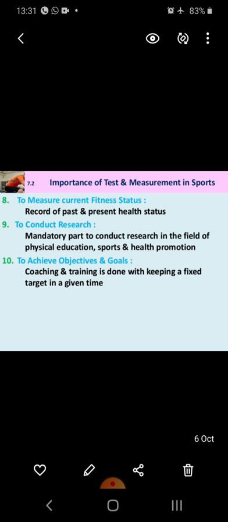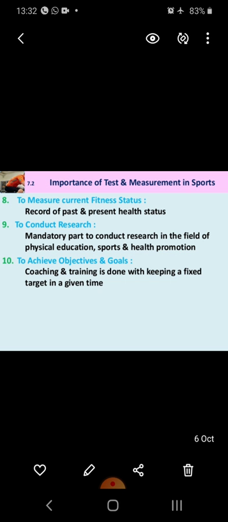Next is to conduct research. It is mandatory to conduct research in the field of physical education, sports and health promotion. Test and measurement is very helpful for conducting research and studies. So a study shows how many Indians are fit. We had the Fit India movement, and after conducting it, we came to know that Indians actively participated in the program.